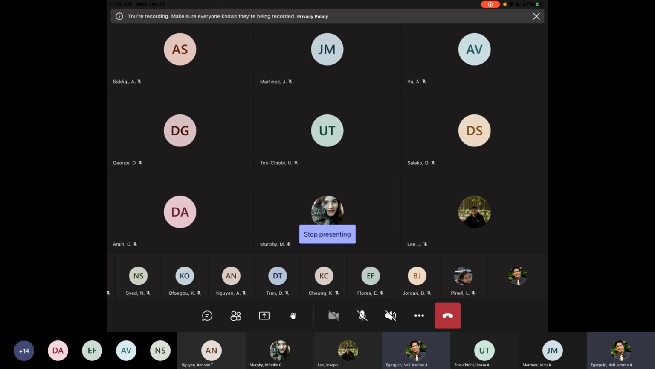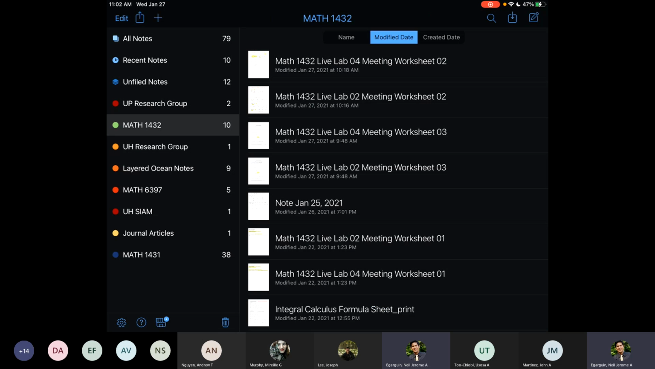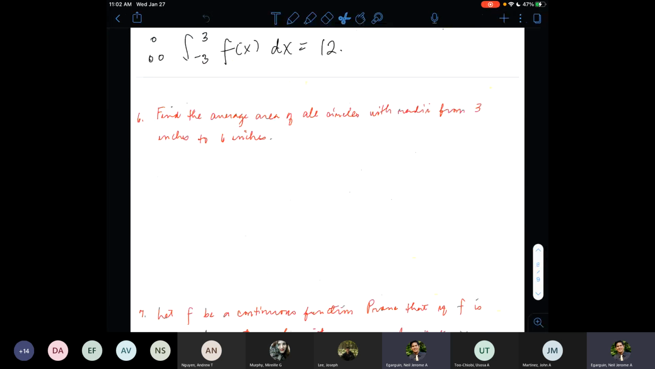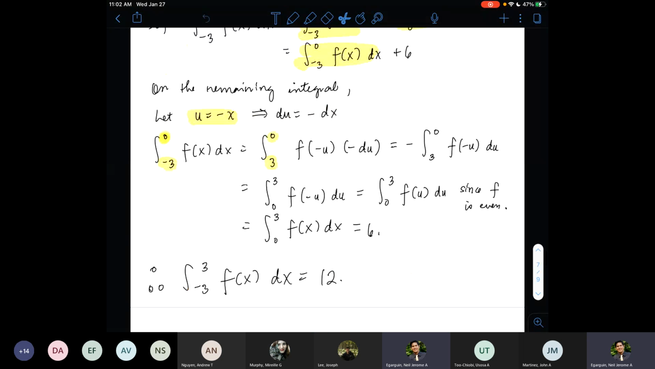All right, so let's see. Let me go back to worksheet number 3. I guess there's a couple of problems that we left last time. Worksheet 2. Okay, so let me just browse it quickly. So this is still about the mean value theorem and the average values of integrals.